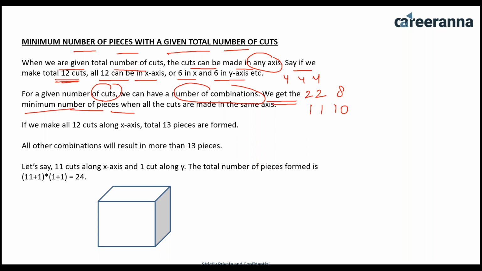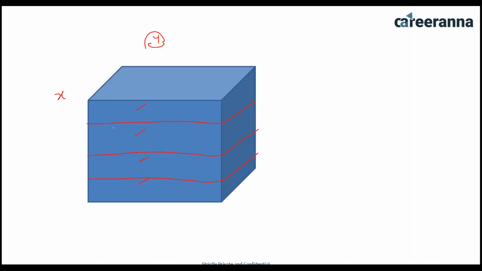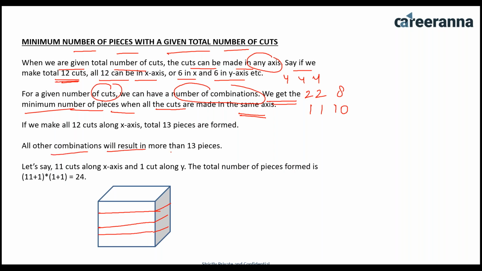We get the minimum number of pieces when we place all the cuts in the same axis. I told you that if I make all the cuts in the same axis, there will be the minimum number of pieces. In this example, if I make all the cuts in x axis, there will be 4 pieces, and if I make 1 cut in x-axis, 1 cut in y-axis, and 1 cut in z-axis, there will be 8 pieces, right? So all the other combinations will result in more pieces. This is the minimum possible value of the pieces when I cut in the same axis. Is it clear to everyone? Any doubt?